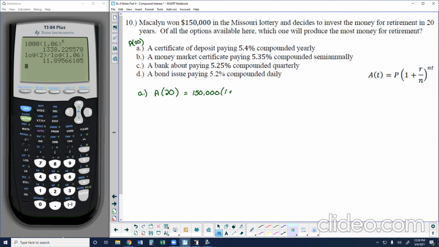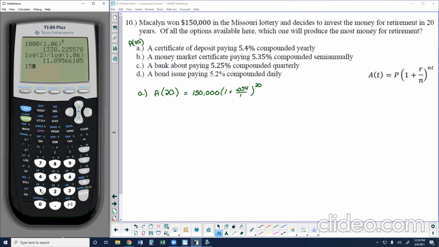But what's going to change is how the interest rate is accounted for. So if we look through these options, you might think, oh, 5.4% interest, that's going to be the best after 20 years. But we have to take into account the number of times that it's being compounded. So in A, we are going to be compounded once per year. As we substitute into the formula, our rate is 5.4%, which is 0.054. N would be 1, and T would be 20.